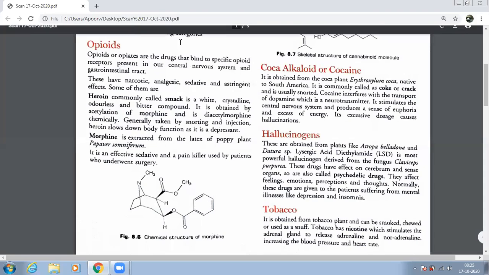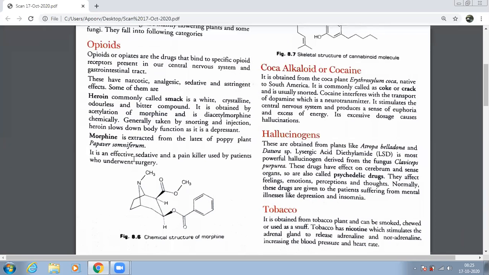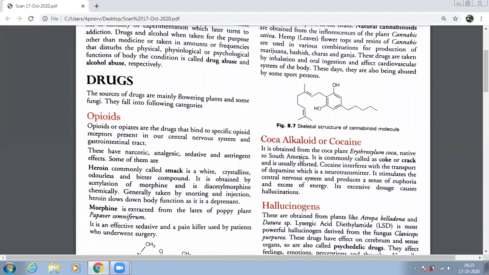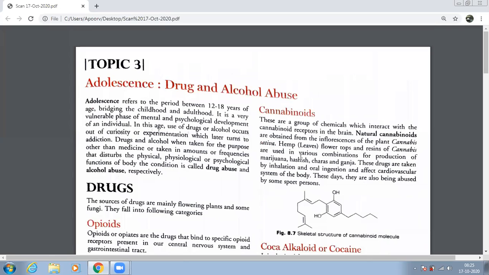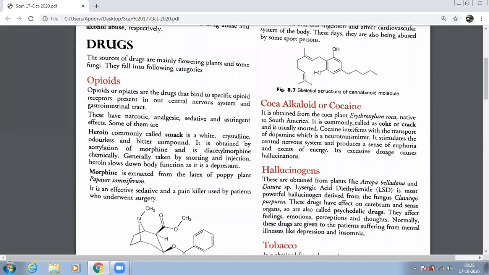See, we have done about opioids very quickly. The plant was latex of poppy plant, Papaver somniferum. Then I did cannabinoid, the source is inflorescence of Cannabis sativa. Let's come to coca alkaloids. Name the plant. Coca plant, Erythroxylum coca. Let's come to hallucinogen. Name the plants obtained from where? Atropa belladonna. Which is the most powerful hallucinogen? LSD.